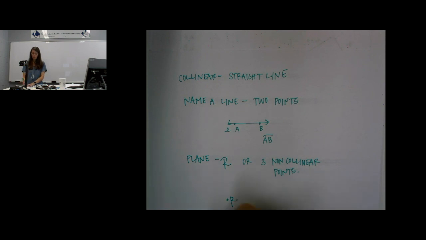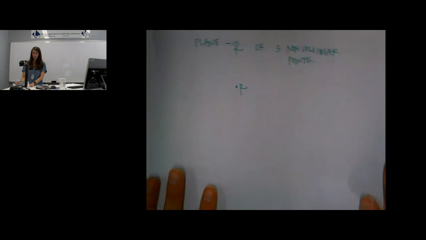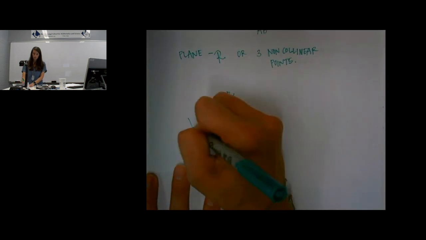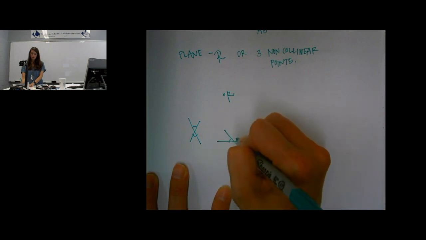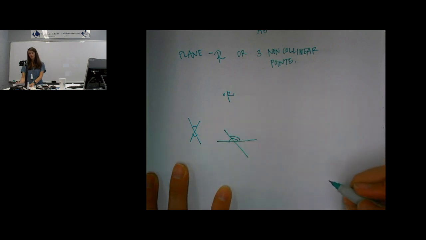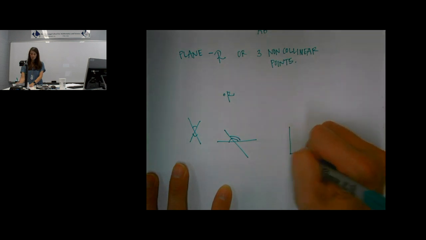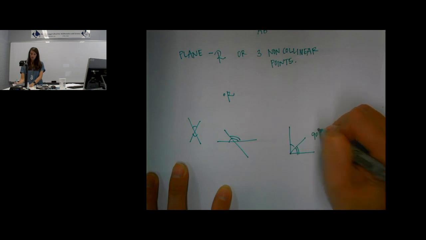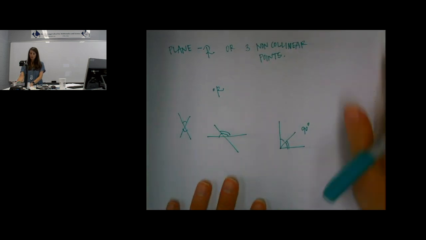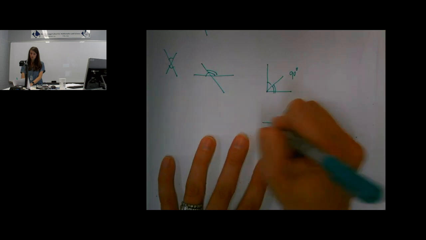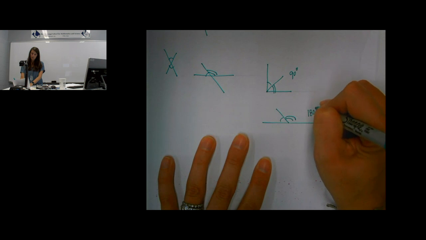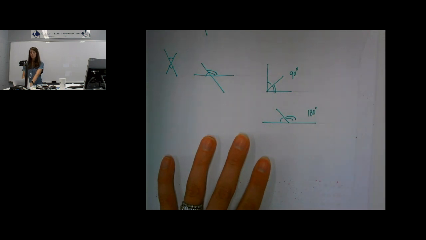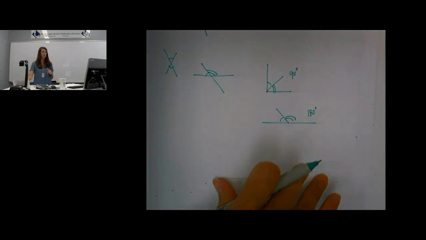Okay? Remember, vertical angles are going to be equal. So vertical angles will be equal. Linear angles add together to be 180. Complementary angles add to be 90. Supplementary angles add to be 180. Okay, so those are some really good definitions that you need to remember.